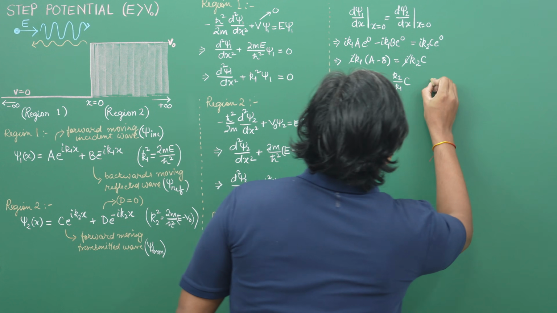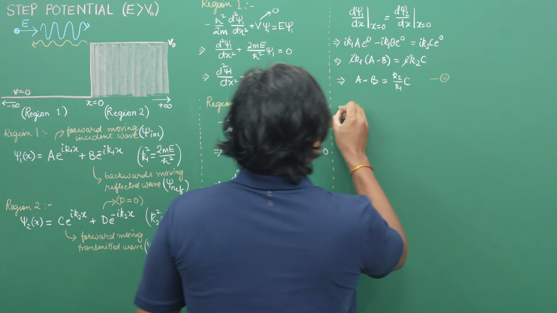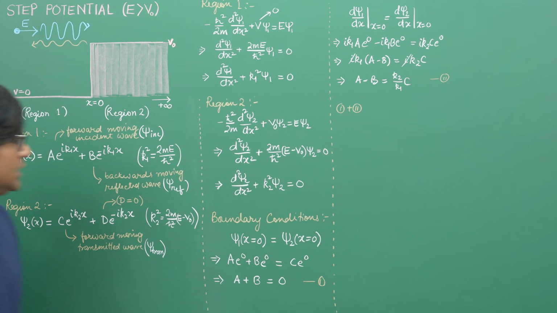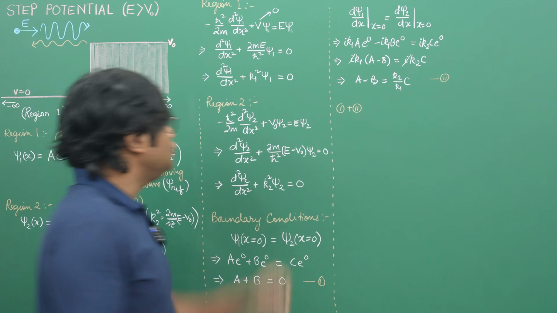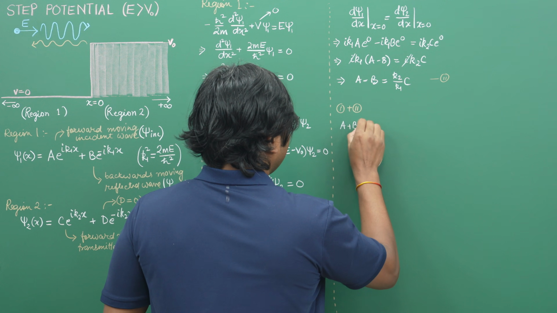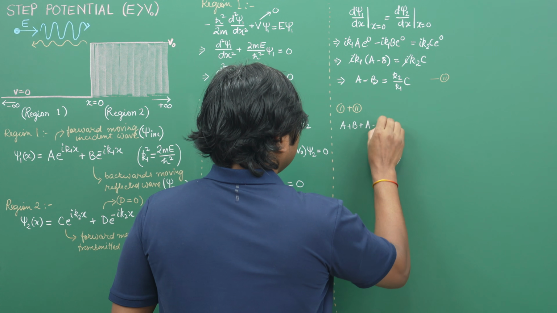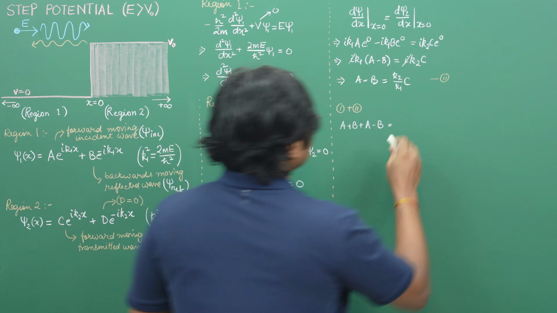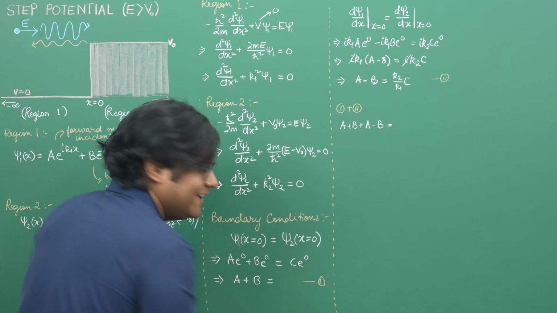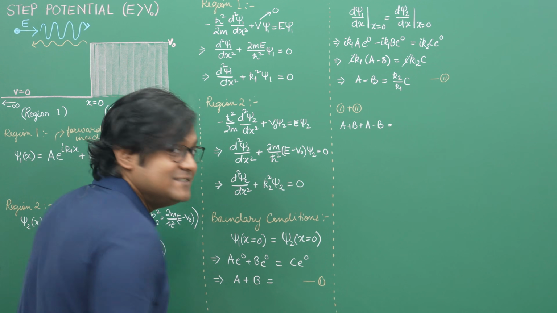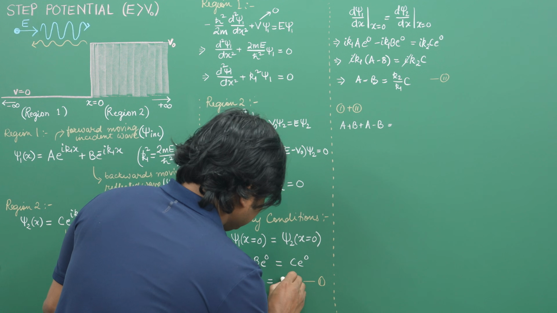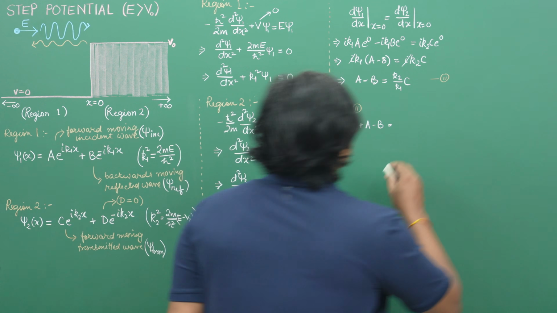Let us imagine this is point number 2. And let me add point number 1 and point number 2. So if I add 1 and 2, what do I get? I get a plus b plus a minus b, which is equal to, so here I have, oh, this should not have been 0, I'm sorry. Okay, this should have been c, e to the power 0 is 1, so this should have been c, okay.